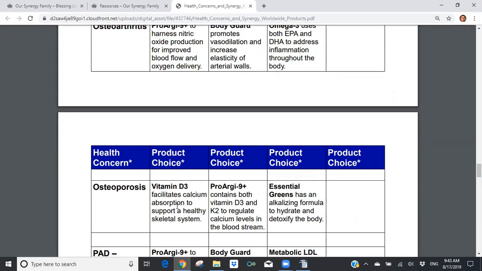And then again, Pro-Arginine Plus because of the vitamin K2 that's in it. Or if a person's got a severe problem here, then I would just recommend that you tell them go get a good quality vitamin K2 supplement and augment what they're doing with Pro-Arginine Plus with additional vitamin K2. And then Essential Greens to create an alkalizing formula so that they can stop being on the acidic side of the equation, which is causing them to leach calcium out of their bones.